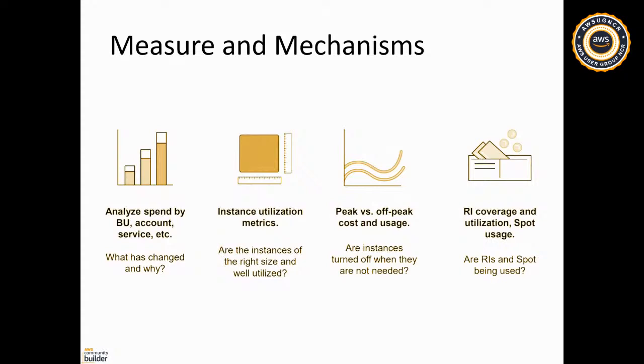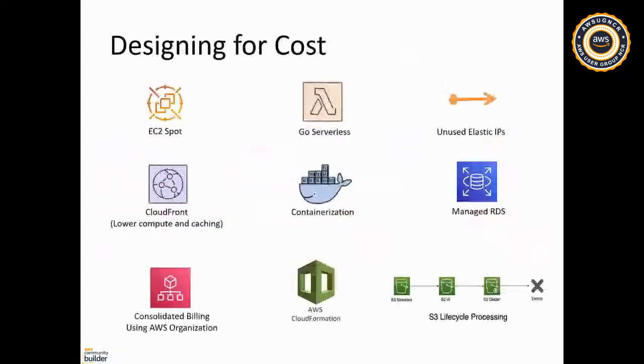So we can apply different measures or mechanisms on AWS onto different resources. We can analyze the spend by service, by account, by BU, or by various cost allocation tags. We can use instance utilization metrics for right sizing, be it network throughput, memory, CPU, or disk utilization. We can use peak versus off-peak cost and usage. It basically deals with the auto scaling part or the instance scheduler part. If I don't need the instance during the night, can I turn it off? The fourth one is the same that we discussed, like RI coverage, utilization, or spot usage.